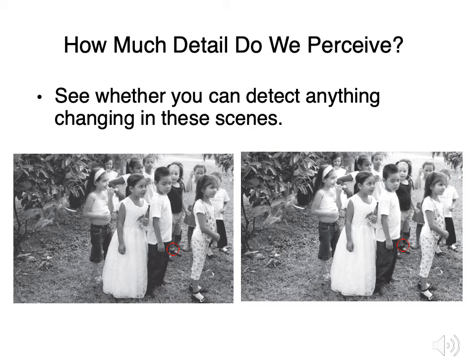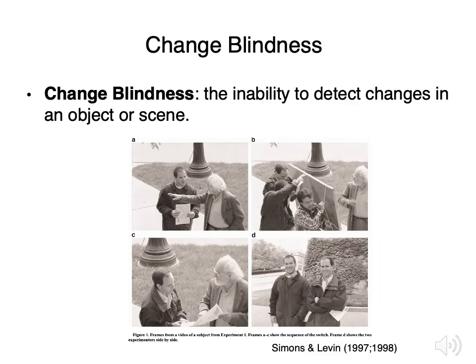So look at the little girl with the black top and shorts. I put a little red circle around her foot. In one version, you can see part of a white sock on her left ankle, and in the other version, you can see part of a black sock. Did you notice that change? It's so subtle. The previous demonstration was an example of change blindness.